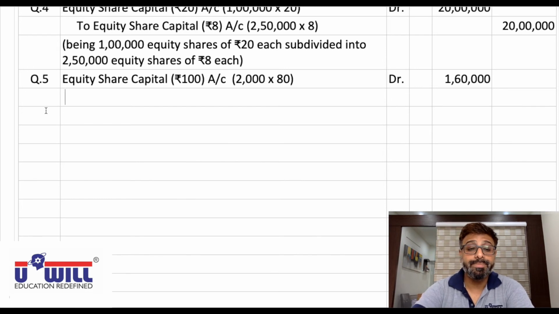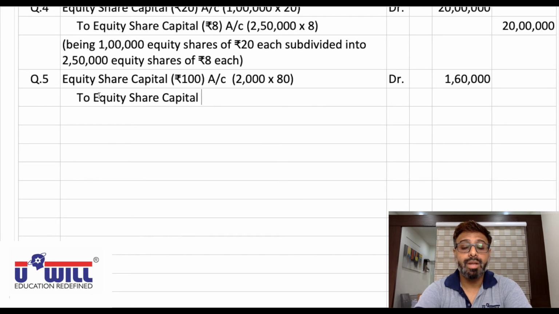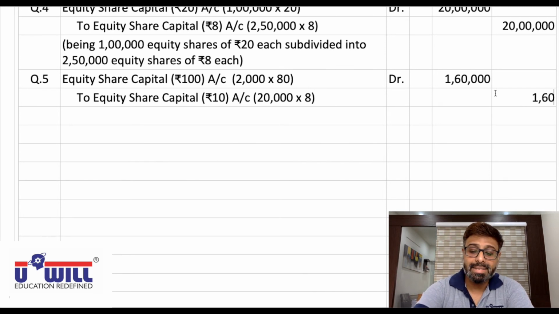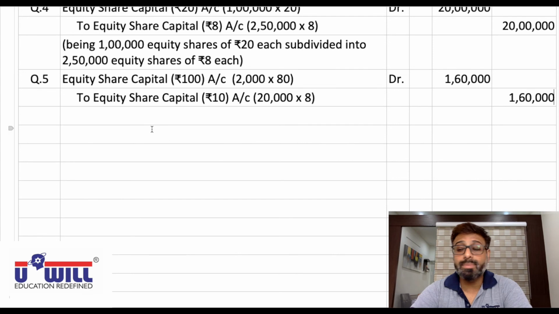Okay, and to equity share capital with new face value. Face value, mind well, 10 rupees account. But amount 20,000 shares into 8 rupees value, 1,60,000. So keep this in mind. What we have to always write in bracket is face value only, not the paid up value.